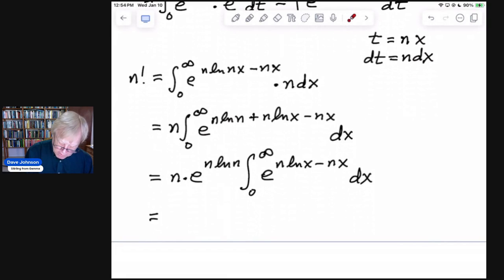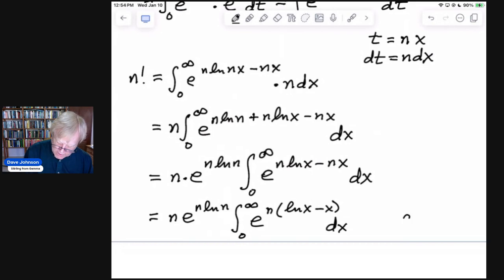So what I want to do now is I want to factor out the n, and then I'll have exactly what we need. So n e to the n ln n times the integral from 0 to infinity e raised to the n times ln x minus x times dx. And let me go ahead and identify the ln x minus x as our f of x. So f of x is ln x minus x.